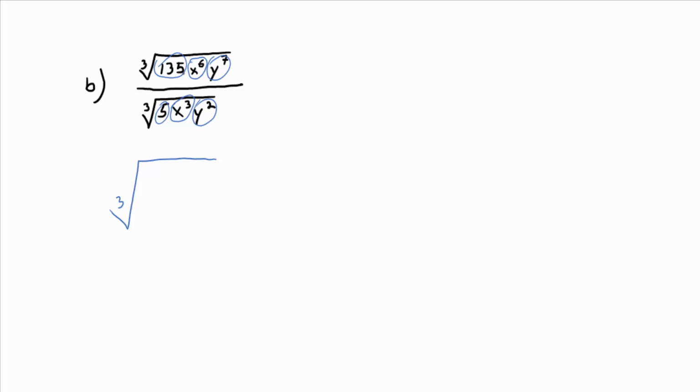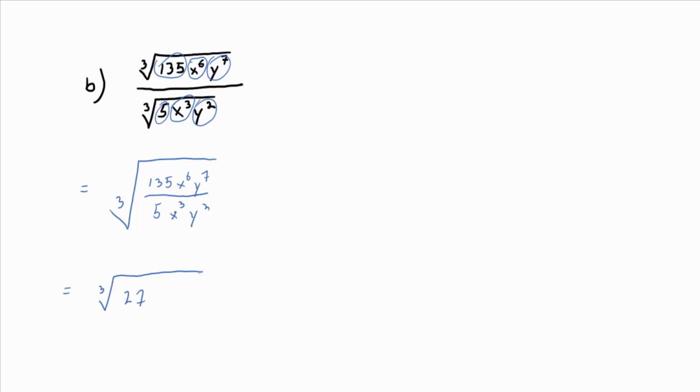So just to write it down, one big radical, one big cubed root, 135x to the 6th, y to the 7th, divided by 5x cubed y squared. Okay, how many times does 5 go into 135? 27.